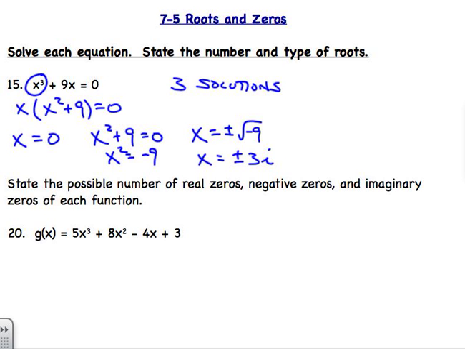So how many solutions were there? There were 3. X equals 0 is a real solution. We would see that on our graph. Plus or minus 3i are still zeros. I can plug them in and the equation will equal 0, but it is not something that would show up on the graph.